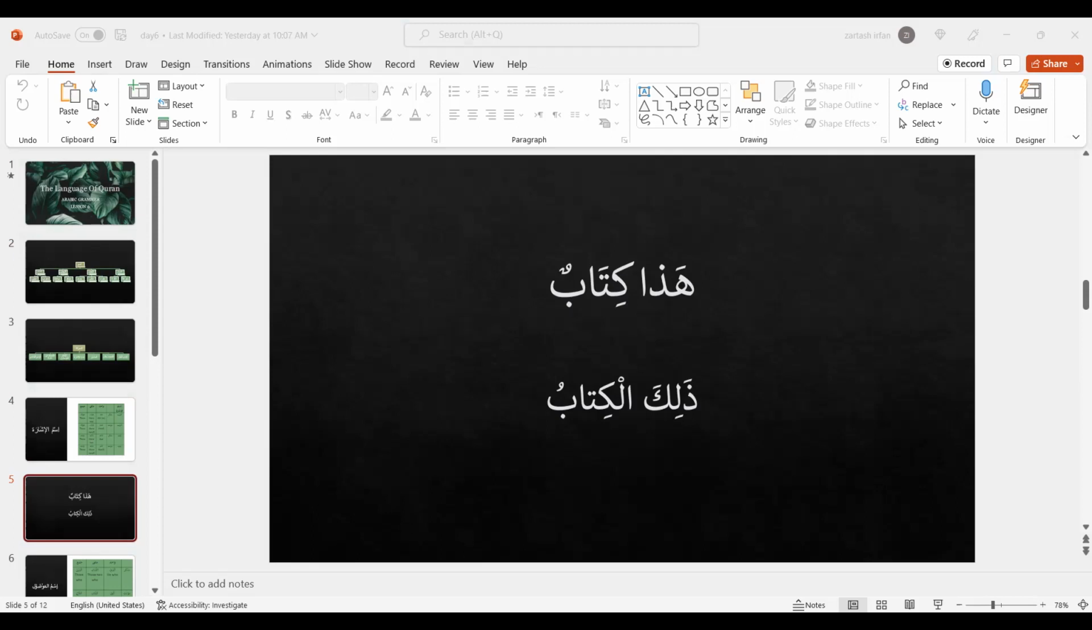So here the pointing words are haza and zalika, which are ismul ishara in the sentence, and musharun ilay here is kitabun, again kitab. In the next example, it is kitab again. So ismul ishara is the pointer word, and musharun ilay is the object that is pointed at.